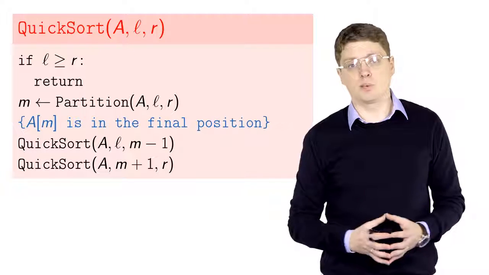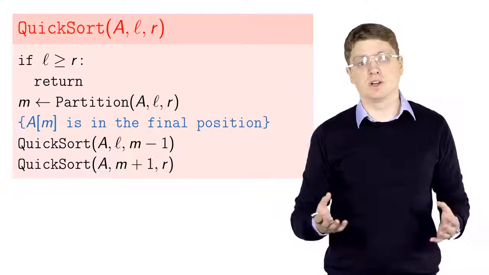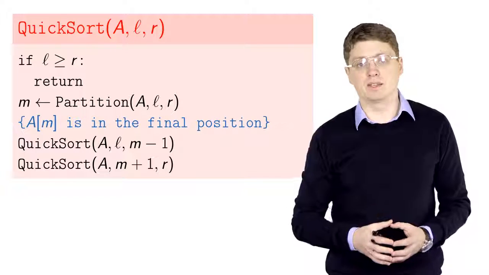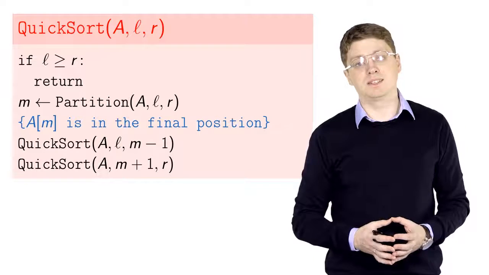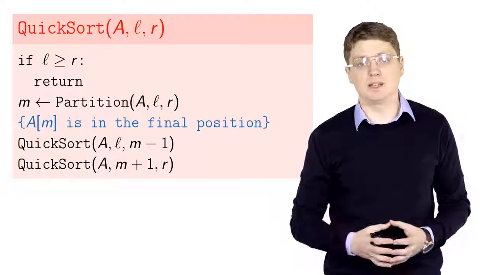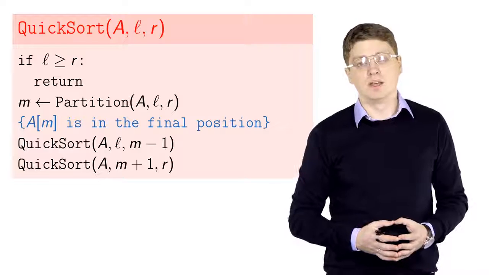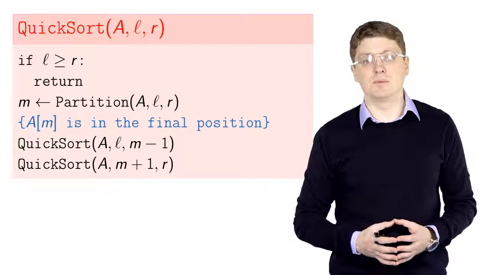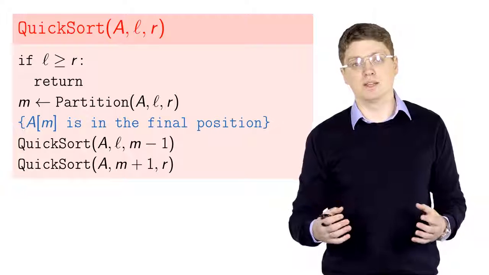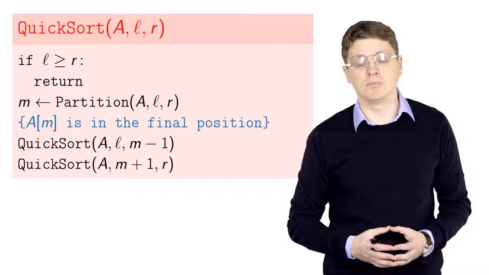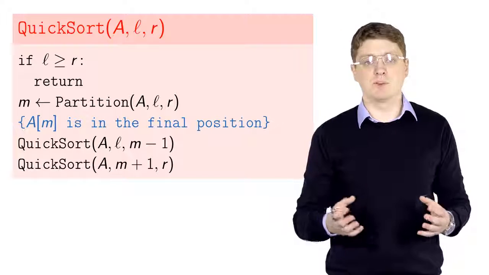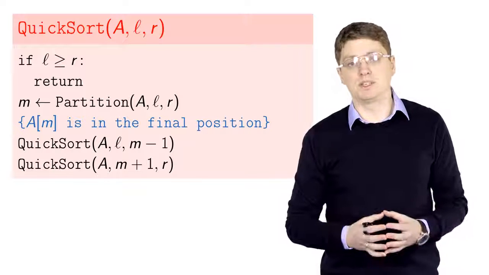We first check whether L is at least R. If yes, this means that the corresponding subarray contains at most one element, and this in turn means that nothing needs to be done, so we just return. Otherwise, we call the partition procedure with the same parameters. It returns an index M between L and R.